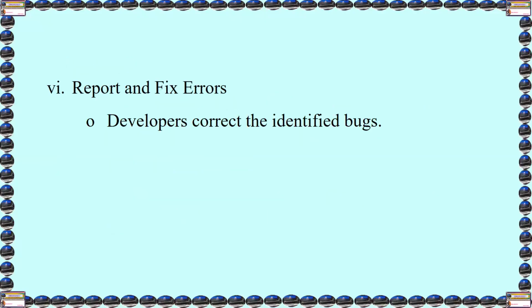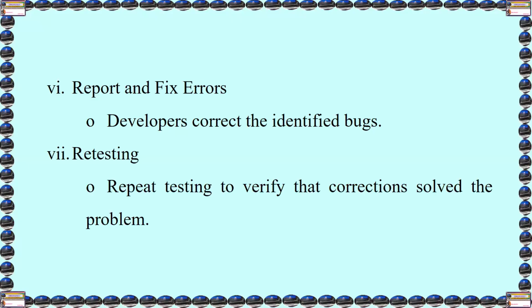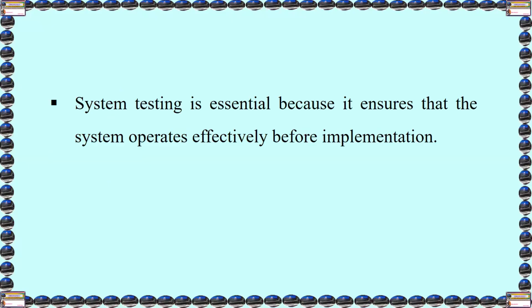Number six is to report and fix errors. This is where developers correct the identified bugs. Number seven is retesting the system, whereby you repeat testing the system in order to verify that the corrections have solved the problem that has been identified. Therefore, system testing is essential because it ensures that the system operates effectively before implementation.